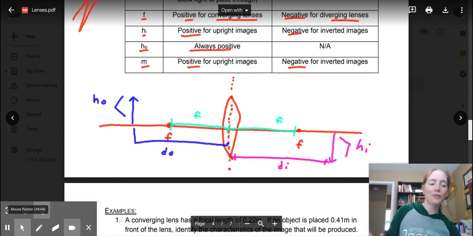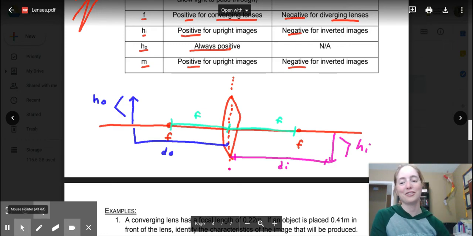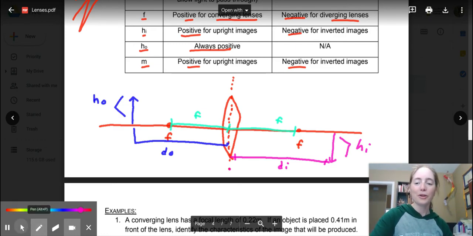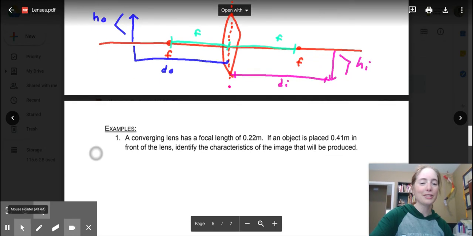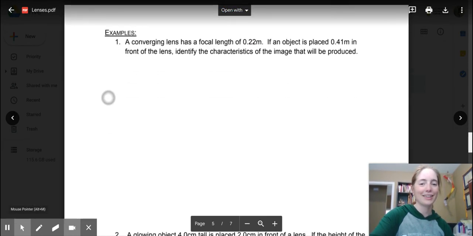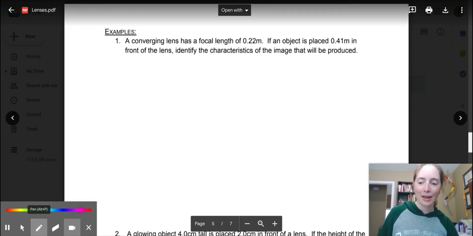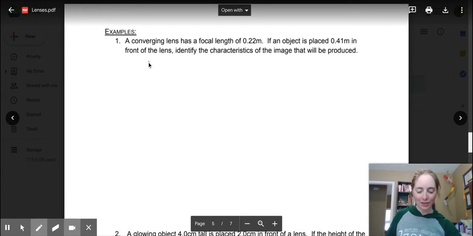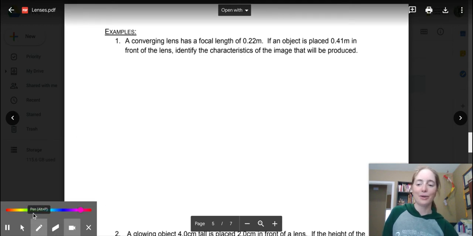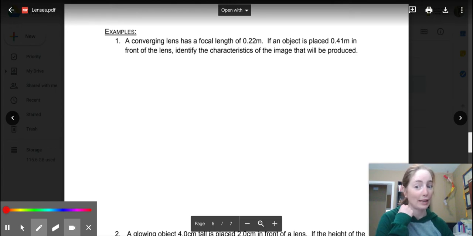Okay, so now that we have your lovely diagram here, I hope that helps with what all the letters and notations mean. We are going to scroll down and look at our calculation examples. Ladies and gentlemen, the reason why I want you to have your table above right in front of you while we're doing all these calculations for lenses is going to become apparent pretty quickly.